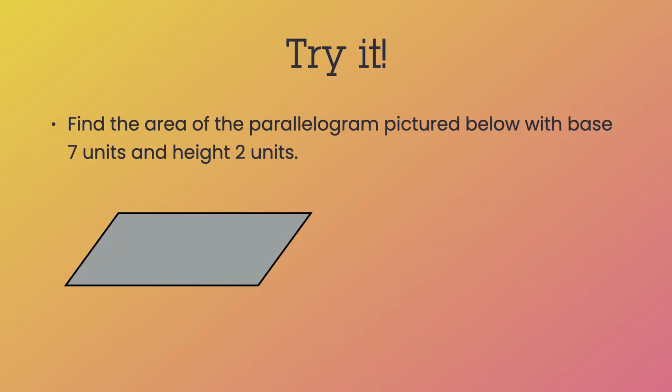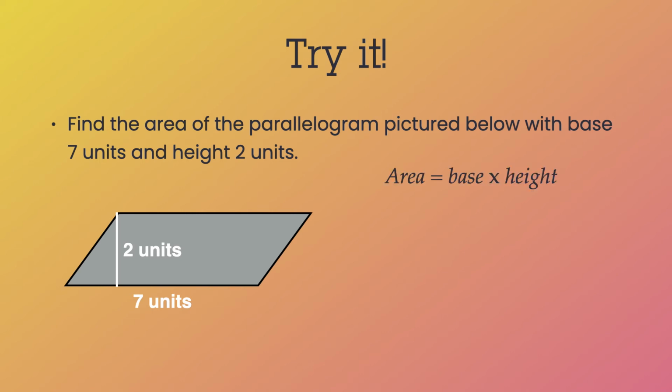So let's try it. Let's find the area of the parallelogram here that has a base of 7 units and a height of 2 units. Notice the height is always perpendicular to the base. It's not the slanted edge. Height and base are always perpendicular.